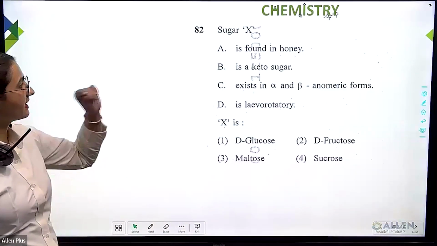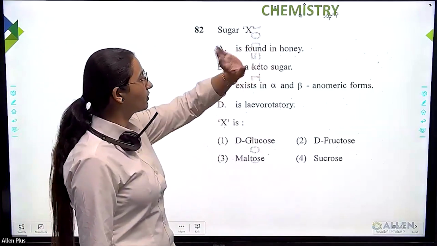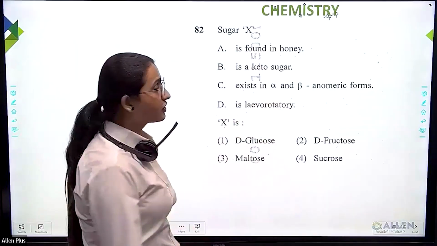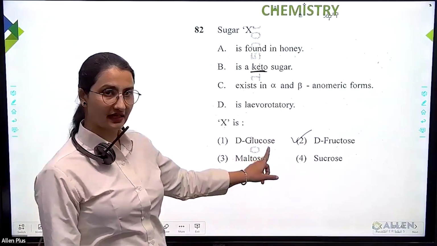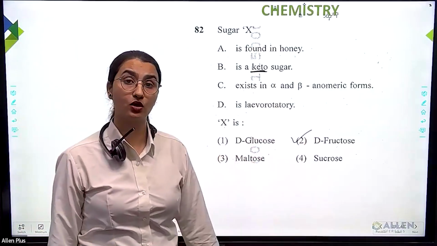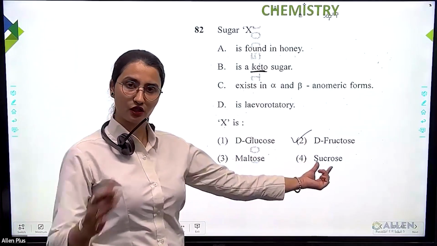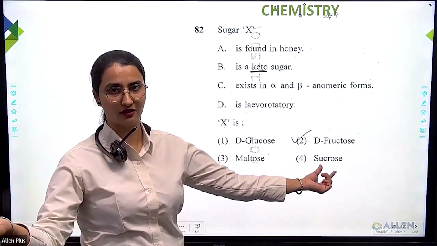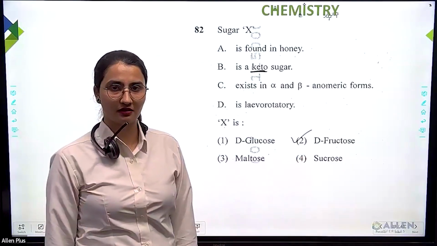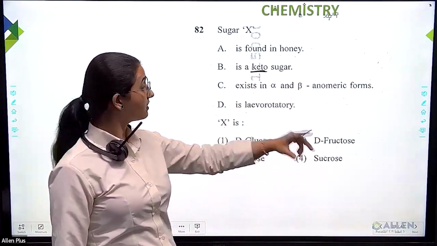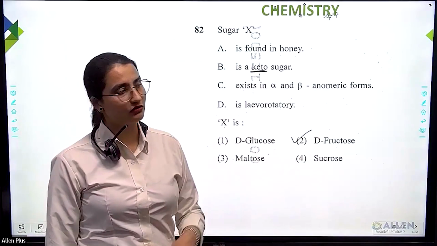Right? Next, sugar. So it's from the carbohydrates part of biomolecules. Sugar X is found in honey. Okay, it's a keto sugar. Students, this word keto only tells me it will be what? Fructose. Glucose is an aldehyde. Maltose and sucrose both are what? Both are disaccharides. Maltose has only glucose units. Sucrose has what? Glucose and fructose units. But the keto part of fructose is bound, no? That's why it's a non-reducing sugar. So this word keto tells me it's fructose because it can exist in two forms also, right? And fructose, we know it's levorotatory. So direct question.